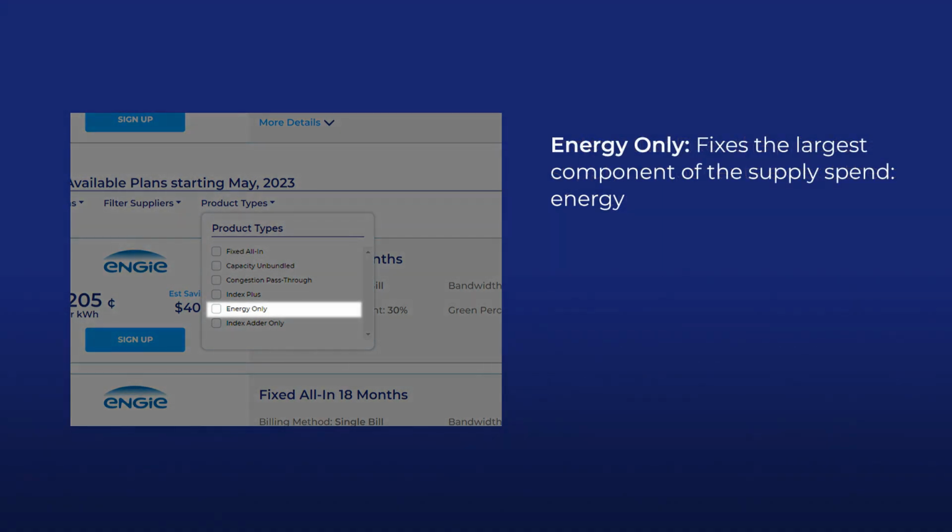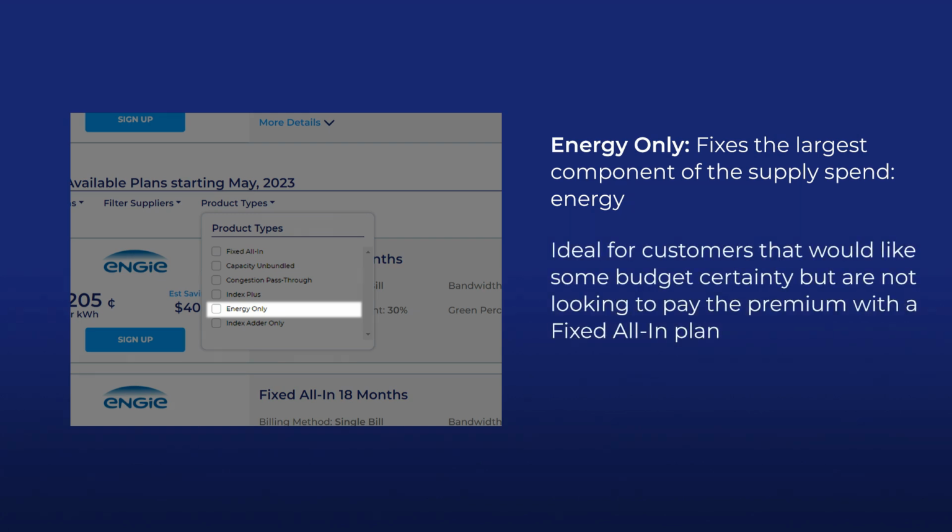Energy Only allows customers to minimize their exposure to the energy market by fixing the largest component of the supply spend, energy. While energy is fixed, other components are variable. In other words, the energy portion of supply cost, which typically accounts for 60% of supply spend, is fixed, and other components like ancillary, transmission, capacity, and line losses are passed through. This product is right for customers that would like some budget certainty but are not looking to pay the premium associated with fixing all components.